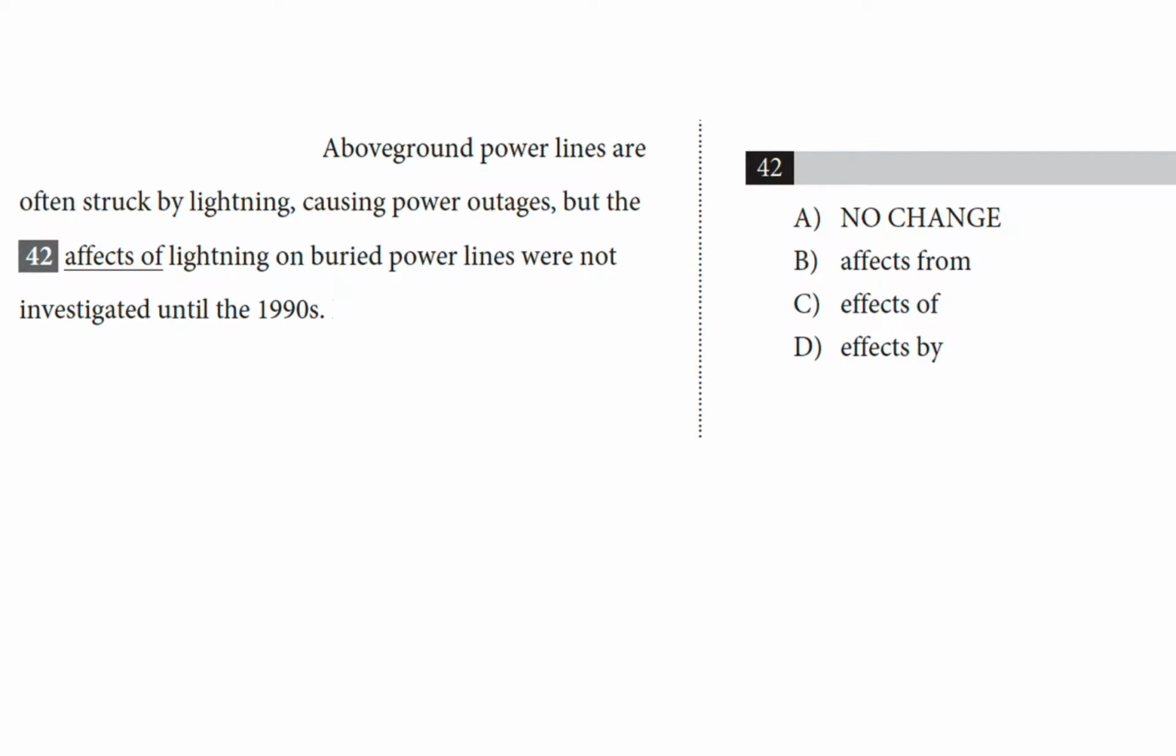Let's get going on question 42. This is from a passage about fulgurites, also known as petrified lightning. Above-ground power lines are often struck by lightning, causing power outages, but the effects of lightning on buried power lines went uninvestigated until the 1990s. And our choices here are A, no change, so affects of, B, affects from, C, effects of, and D, effects by. So we're being asked to choose between two different words that sound alike, affect and effect.